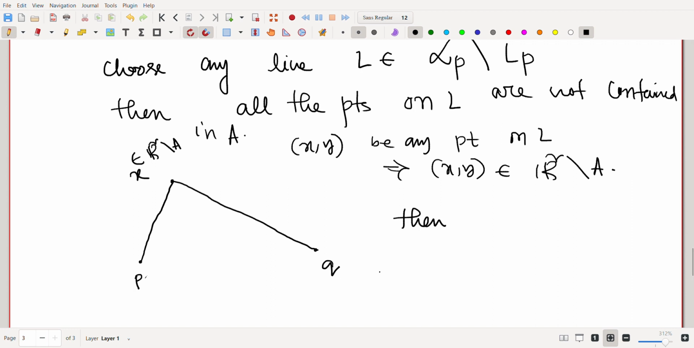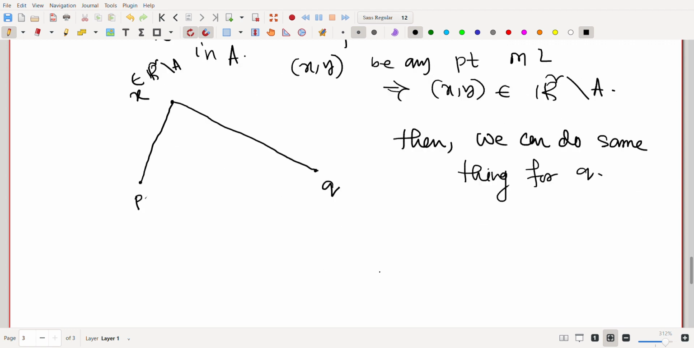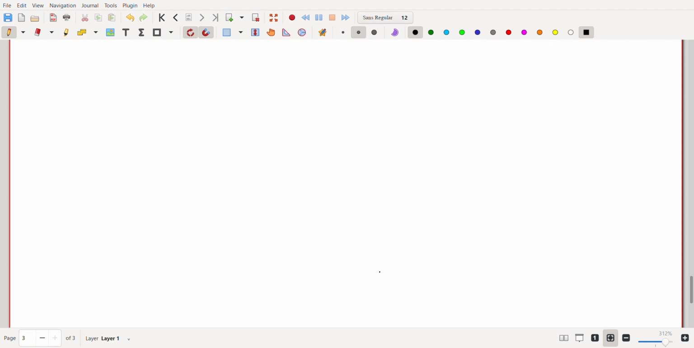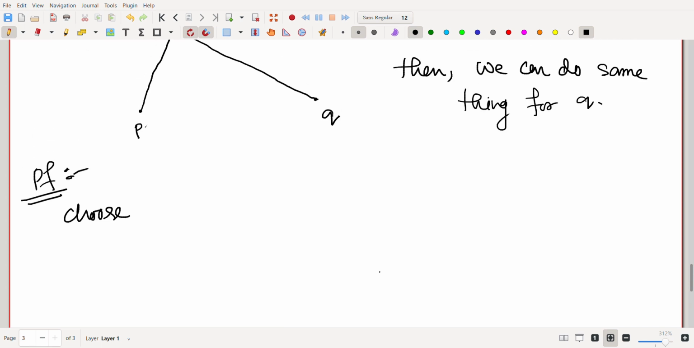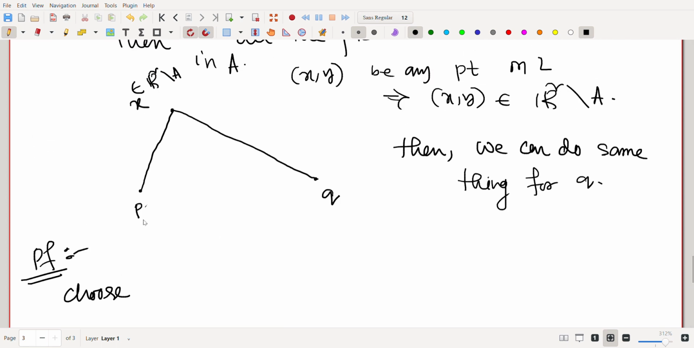Then we can get a path joining P and Q, right? So this is our idea. Now how do I do that explicitly? So, explicit proof, this is the idea, right? So this is the idea that we will have a continuous path joining P and Q. So how do I prove it?